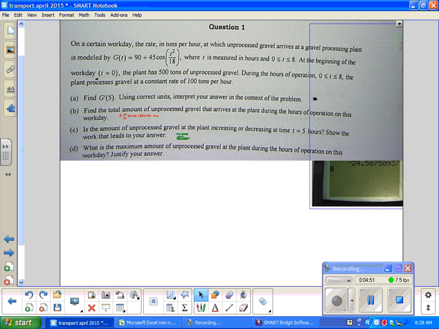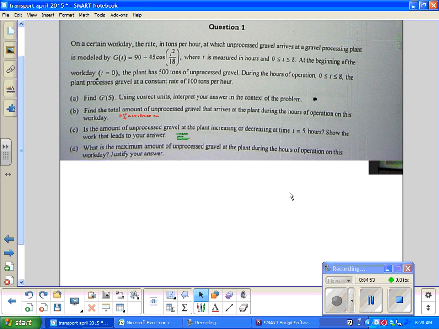Let me move this out of the way. All right, letter D. What is the maximum amount of unprocessed gravel at the plant during the hours of operation on this workday? Okay, it wants a max. So guys, you have to be thinking you have to have a derivative here, all right? And the thing is unprocessed gravel. We know the amount there.